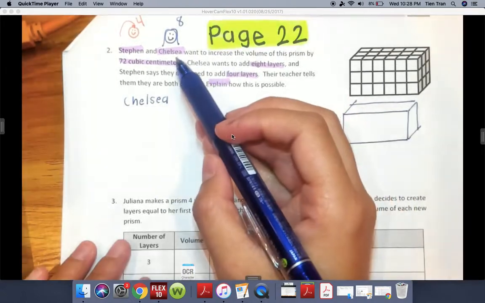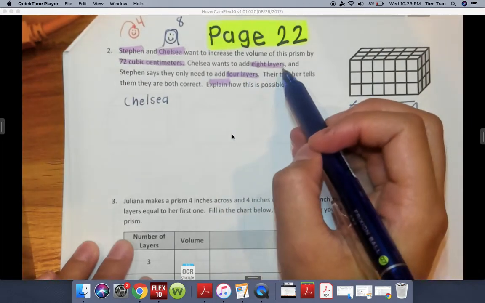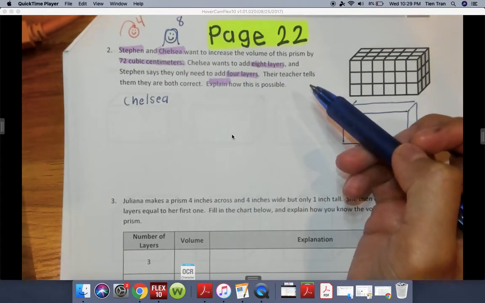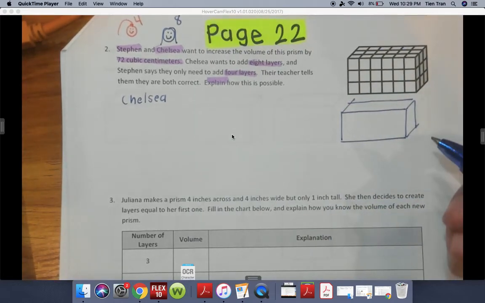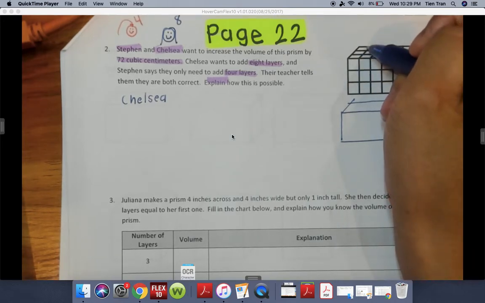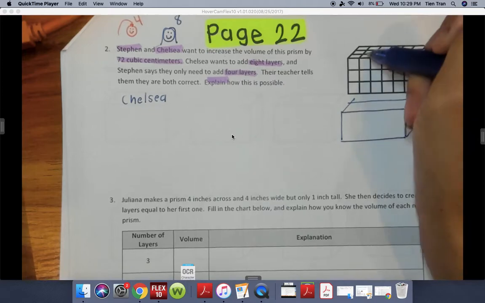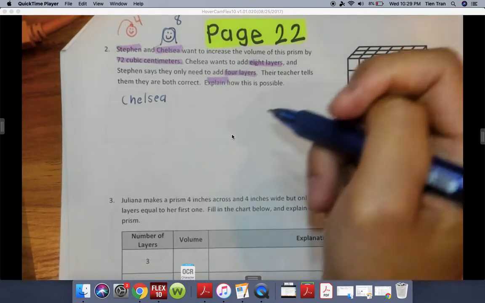Okay, so Chelsea believes that there are 8 layers, so we can draw the 8 layers. And she notices that there are 9 cubes in each layer. So 1, 2, 3, 4, 5, 3 and 3, which makes 9. So I'm going to draw what she sees.